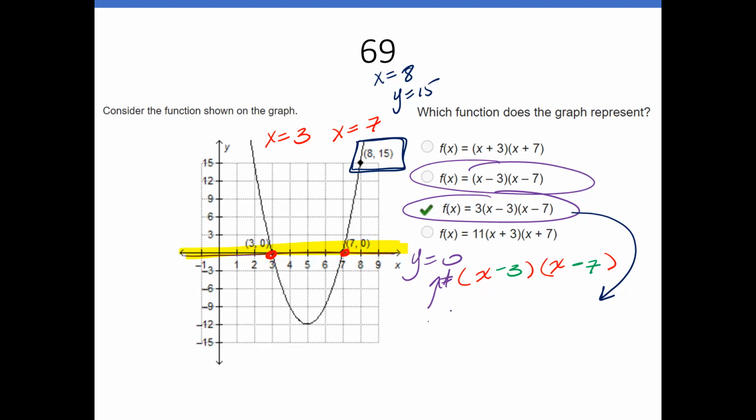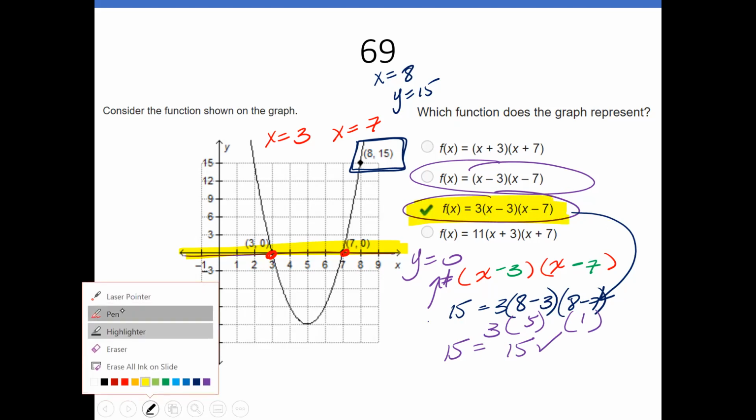So here is a y. y in this case is 15, which is equal to 3 times x minus 3 times x minus 7, where x is 8. I don't know if they equal or not, so I have 8 minus 3, which is a 5, and 8 minus 7, which is a 1. 3 times 5 times 1. Is that 15? Yes, it is. And for that reason, it is this one, which is C as in cat and not B as in boy.